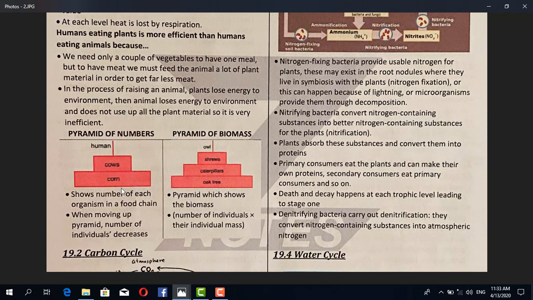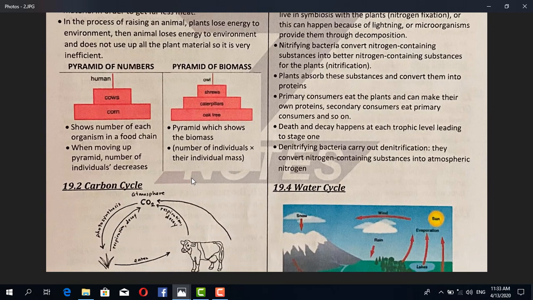As for the pyramid of numbers, it shows the number of each organism in a food chain. When moving up, the pyramid here decreases. The pyramid of biomass shows the number of individuals multiplied by their individual mass.